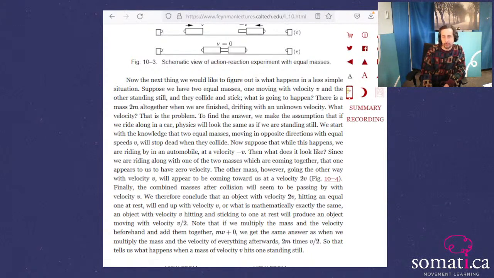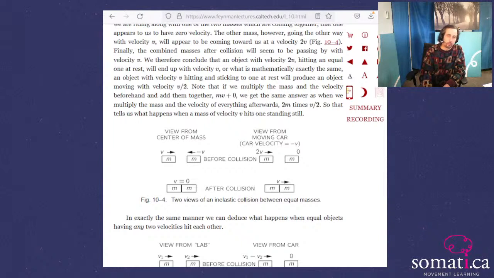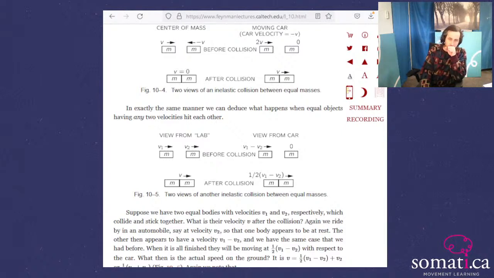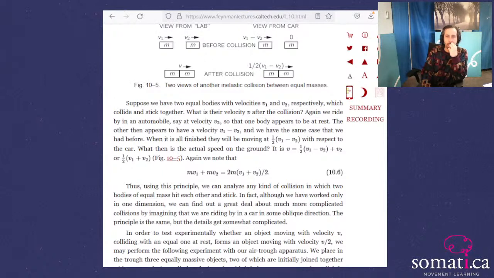So this discussion is looking at a collision from two different frames of reference. And from both frames of reference, the momentum is the same, although the apparent velocities afterwards are different. Before and after are different. So two equal bodies of these velocities collide and stick together.